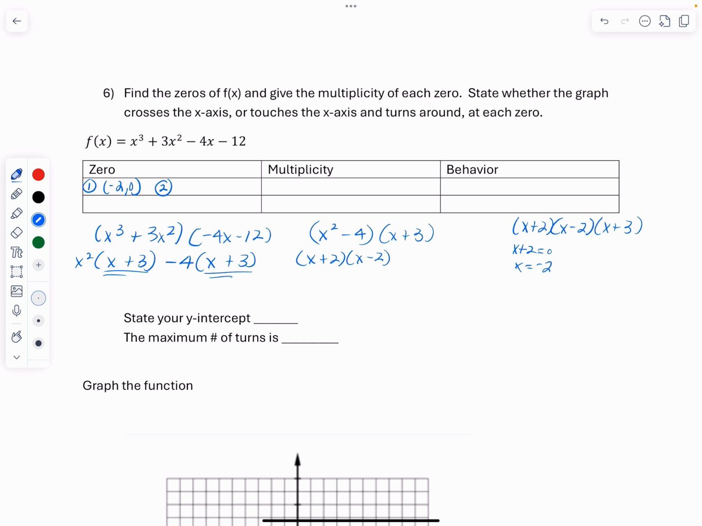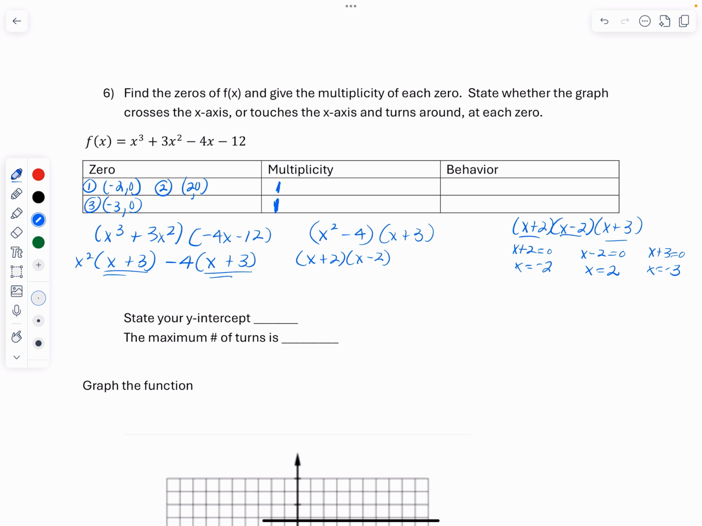Zero number 2 is x minus 2 equals 0, x equals 2, so 2, 0. And the third one, x plus 3 equals 0, x equals negative 3. So the third one is negative 3, 0. All of these are factored out to the first power, so their multiplicity is 1. Okay, and I'll just write 1 again.